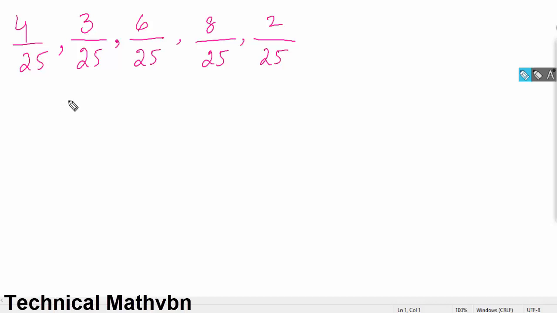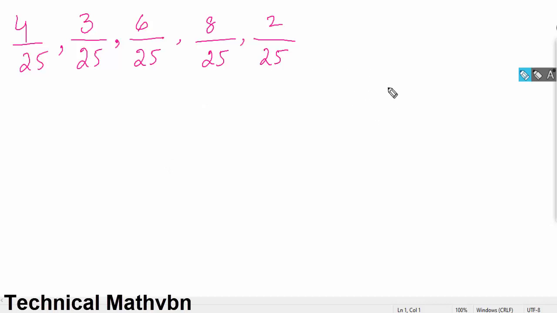In this video I will show you two to three different questions which cover all the conditions given in the exam, and we will do these questions. Here on screen you can see 4 over 25, 3 over 25, 6 over 25, 8 over 25 and 2 over 25. These are 5 different fractions and we have to write them in ascending order.